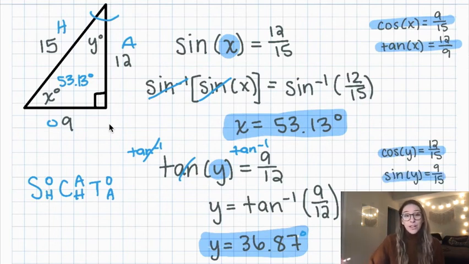So there's a very quick example on how to solve for a missing angle in a triangle using trigonometry.